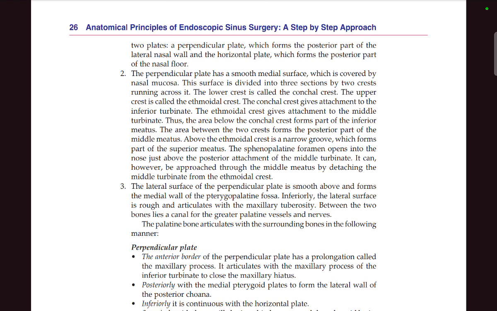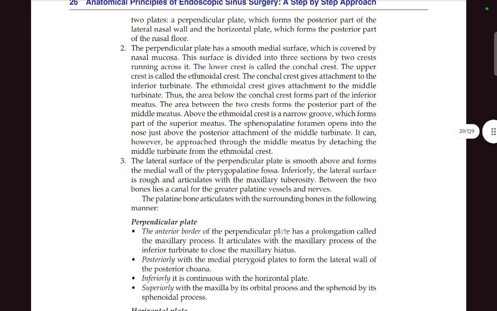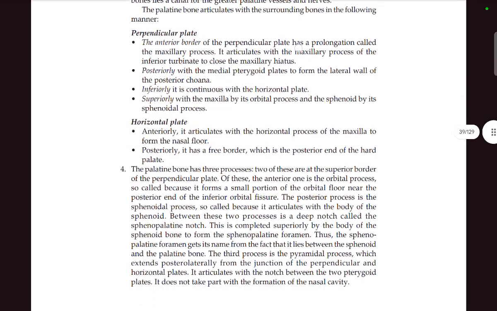The lateral surface of the perpendicular plate is smooth above and forms the medial wall of the pterygopalatine fossa. Inferiorly, the lateral surface is rough and articulates with the maxillary tuberosity. Between the two bones lies a canal for the greater palatine vessels and nerves. The palatine bone articulates with the surrounding bones in the following manner.